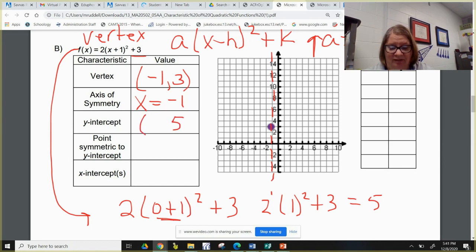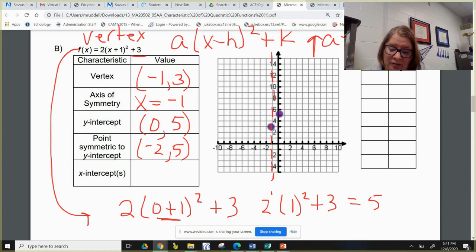If the y-intercept is 5, this x-coordinate is always 0. So let's put that in, 0, 5. No, sorry, not the y-axis. Y-intercept. Can't talk today. Okay, point symmetric to the y-intercept. How far is that y-intercept from the axis of symmetry? It's 1 unit, so go 1 the other way. And this is negative 2, 5. This one's also a little bit easier to find from the calculator.